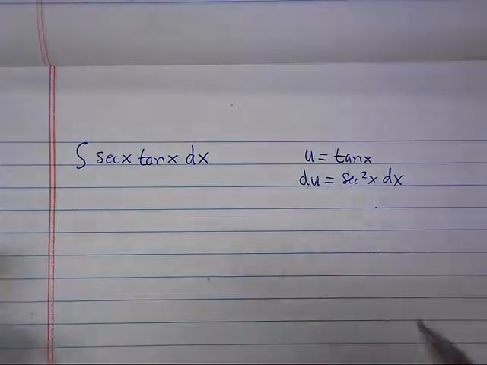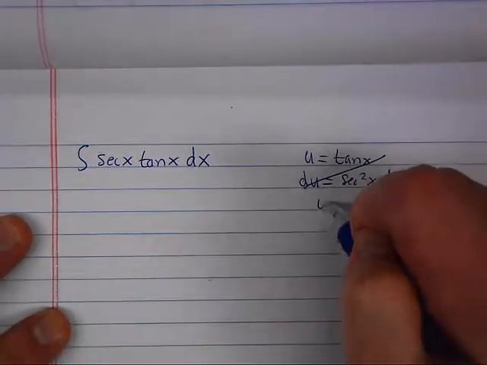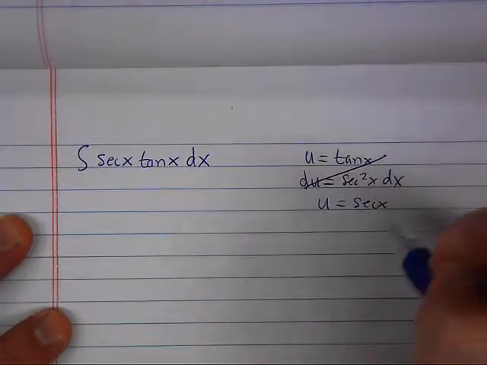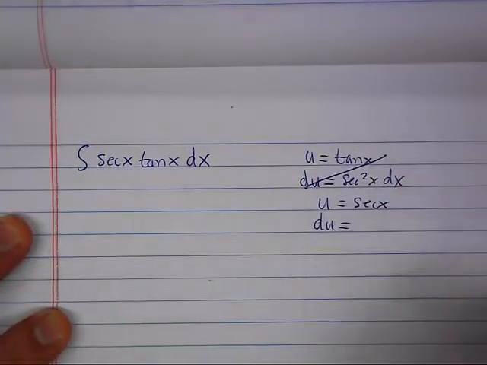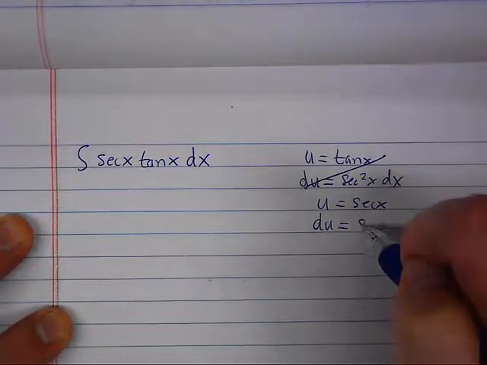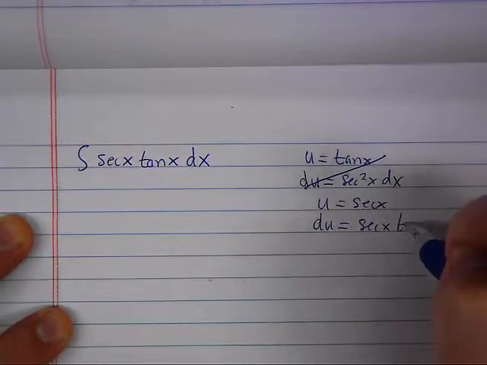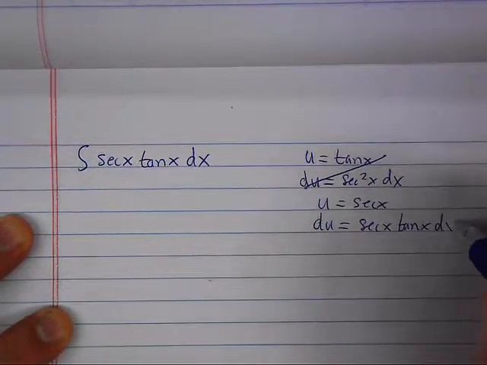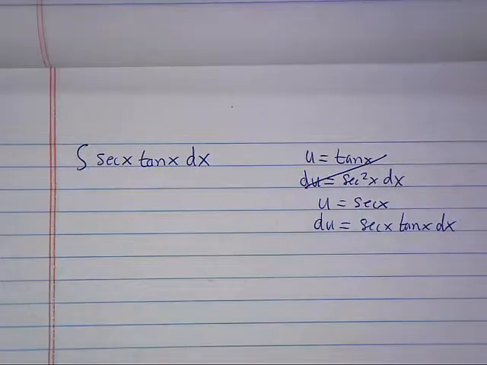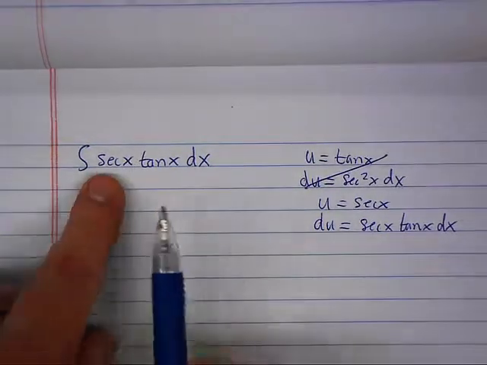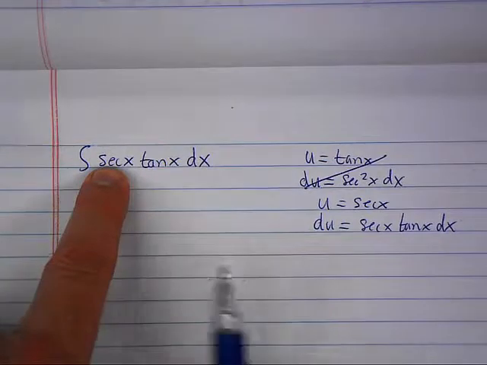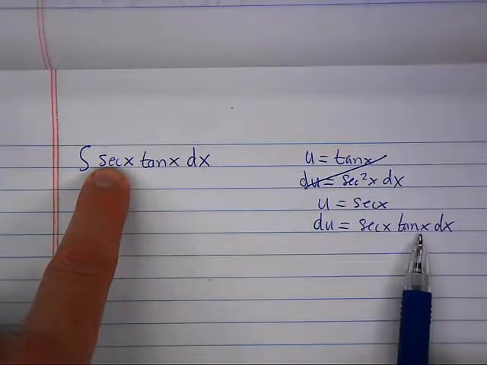Let u be secant. Okay. If u is secant x, then du is, what's the derivative of secant? Secant x, tangent x. I don't think that helps either, because u is going to be secant, so the secant one is going to be u. I would then need a secant tangent. Do I have another secant tangent?